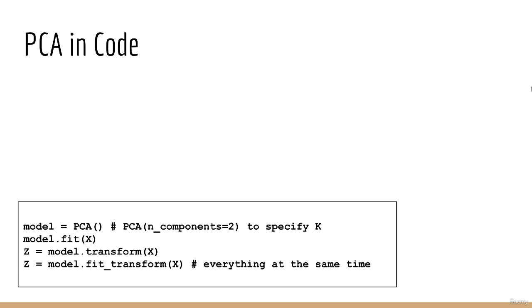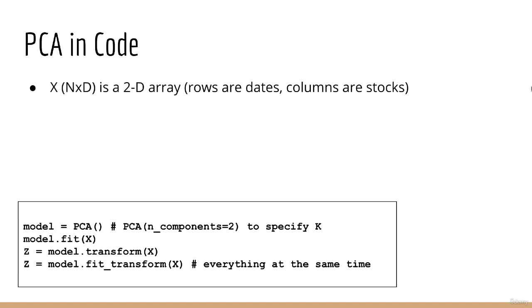Remember that since this is unsupervised learning, there's no target that we call y. All we pass into the fit function is x. So what is x? X should be a 2-dimensional array where we have different dates along the rows and different stocks along the columns.